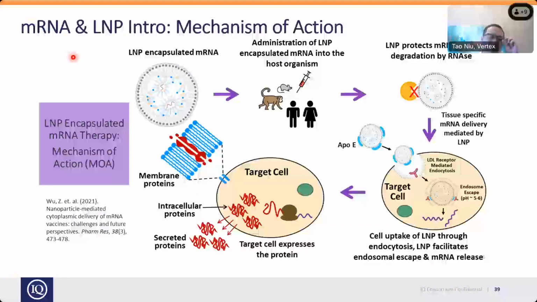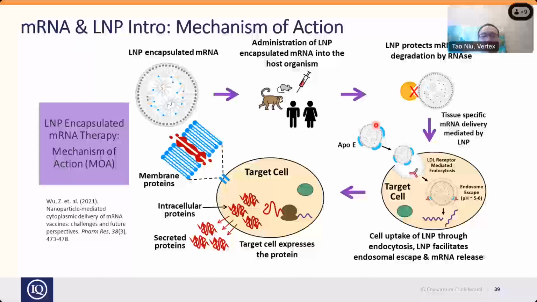Okay, now let me move on to talk about the mechanism of action. As you see, when we have the LNP encapsulated mRNA, after administration, either IV or local delivery, such as pulmonary delivery, it gets into our human system, and the LNP can protect the mRNA from degradation by all kinds of nucleases. And tissue-specific mRNA delivery is typically mediated by LNP and mostly goes to liver, like I said. And a protein called apolipoprotein E in the plasma can bind to the outer shell of the LNP, the PEG lipid, and then that is responsible for the uptake through the LDL receptor.